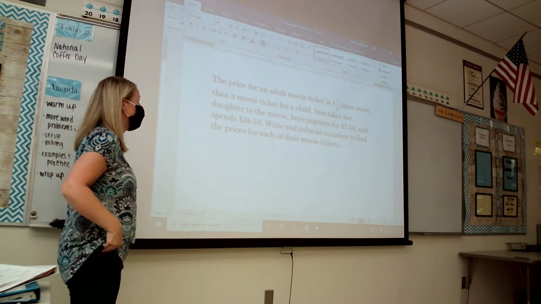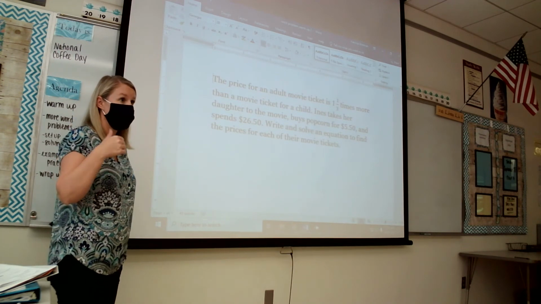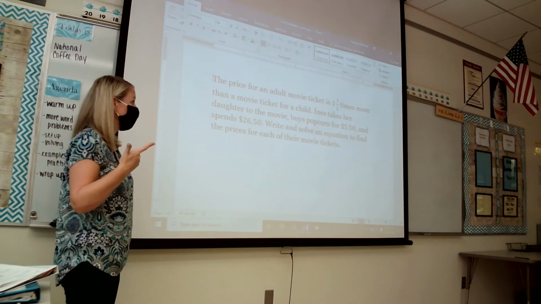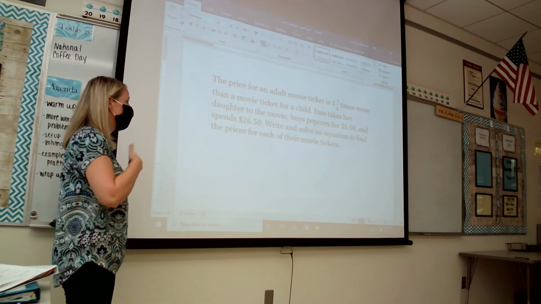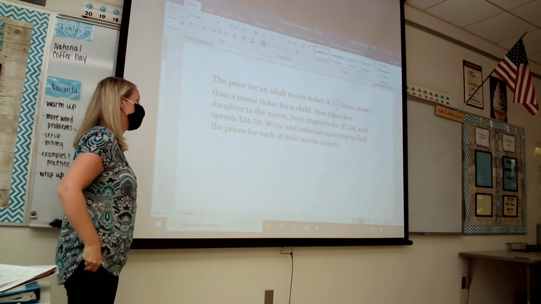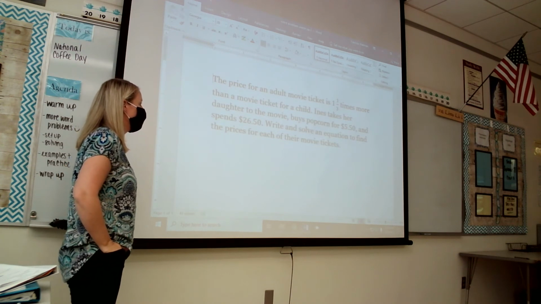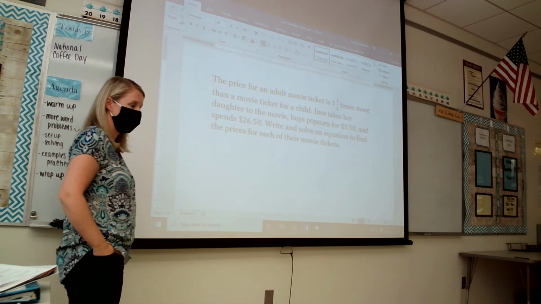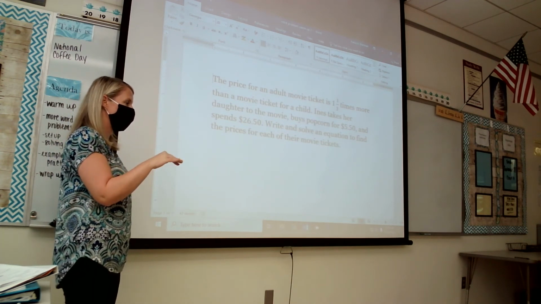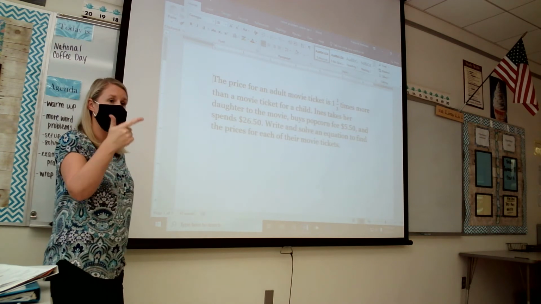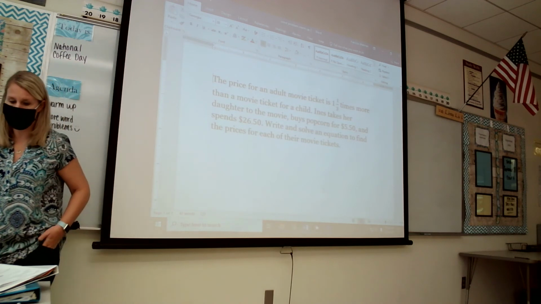So Inez is taking her daughter to the movie. Obviously they have to buy tickets. So it's Inez and her daughter, they have to buy tickets. But they also obviously are gonna buy popcorn. And then it tells me the total. So given all that information, can you write and solve an equation to find the prices for each of their movie tickets? So a chart will be helpful because you're finding two things. Think about writing the equation. They have to buy an adult ticket, a child ticket, and their popcorn. That gives them a total. And you actually go back and solve that.